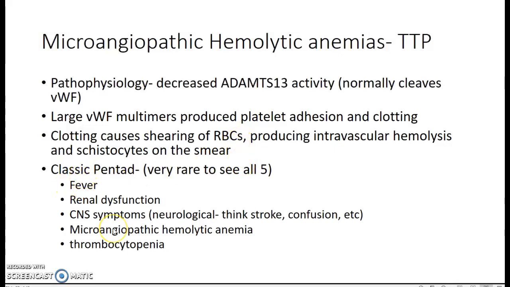The classic pentad, it's actually very, very rare to see all of these things together. But once you get a couple of them, if you have a microangiopathic hemolytic anemia, thrombocytopenia, you want to be thinking about it, even if they don't have this other stuff. But you can also get neurological symptoms, like stroke, confusion, they're a little bit altered, renal dysfunction, and a fever. You want to really be thinking about TTP, thinking about transfusion.